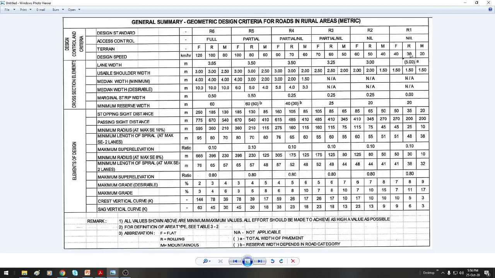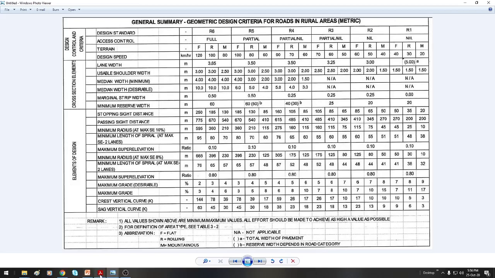We have to choose between these roads, and for our purpose it is R1. The terrain is rolling, design speed 30, and the width of the road is 5 meters for both lanes, meaning that 2.5 meters each lane. And then you have a usable shoulder width of 1.5 meters, and no median is applicable, and you have no marginal strip. All right, and the minimum reserve width for your case is 20 meters.